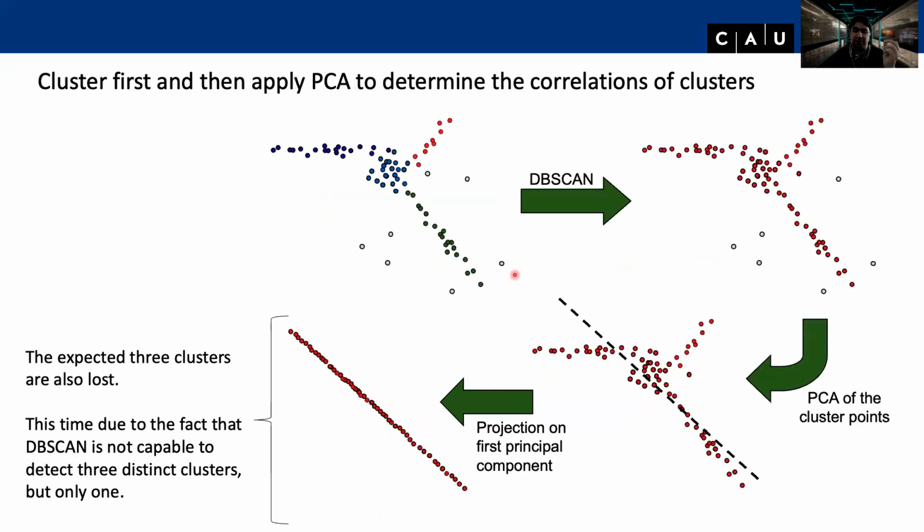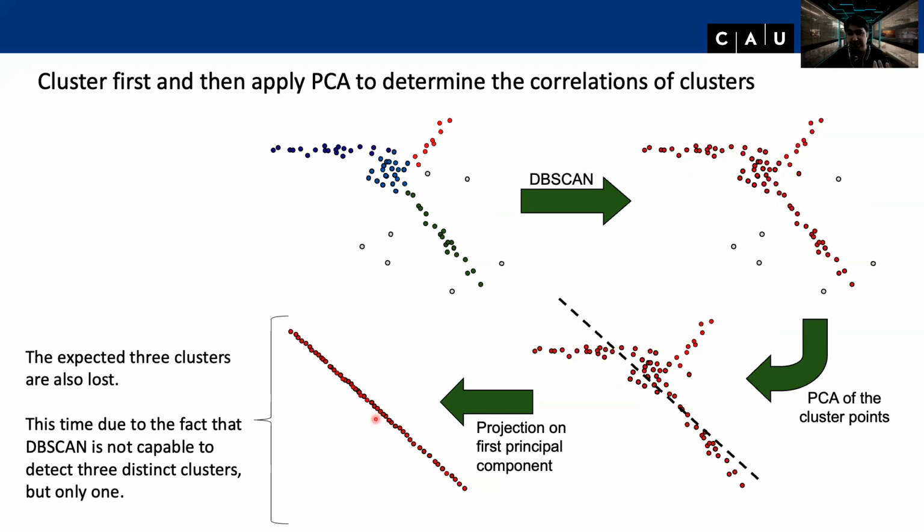Well, let's try the other way around. Let's say we first cluster the data with DBSCAN and we recognize still not what we are looking for in this toy example. Nevertheless, it may get better if we apply PCA to these clustered objects. So we determine the first principal component, this dashed line again, and then project them down. And the result, again, you guessed it, is not what we are looking for.